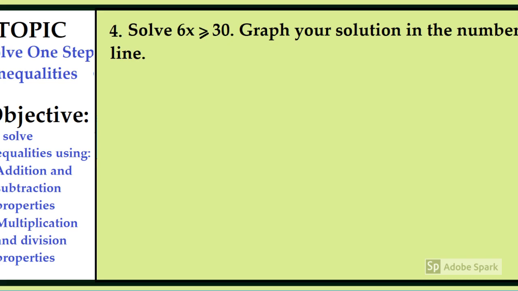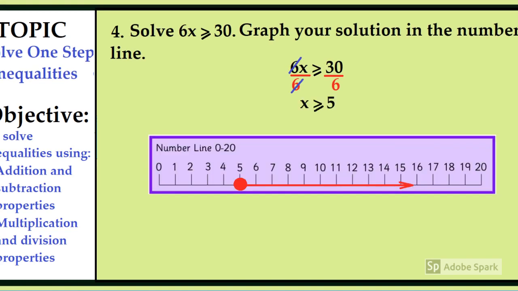Now again, it's the same example, but this time it is greater than or equal to. Solving 6x is greater than or equal to 30 and graphing it on the number line. Remember, if it is multiplication, we're going to divide the number that is together with the variable. In this case, it is 6. Therefore, divide 6 on both sides. 6 divided by 6 is 1 and 30 divided by 6 is 5. Therefore, x is greater than or equal to 5.